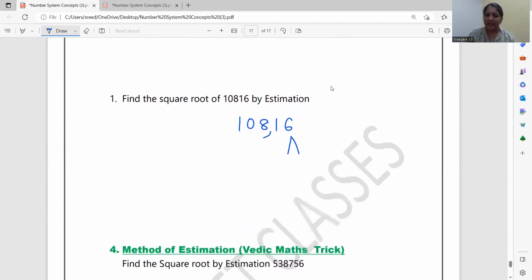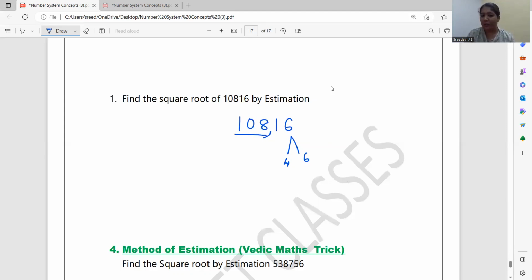So here the answer can come in the unit digit as either 4 or 6. So which one is that, we have to have a trick for that, so I will tell you. Now here, 108, right? So 108, you can just think of which perfect square number comes nearest to this 108, less than this 108. What is that?